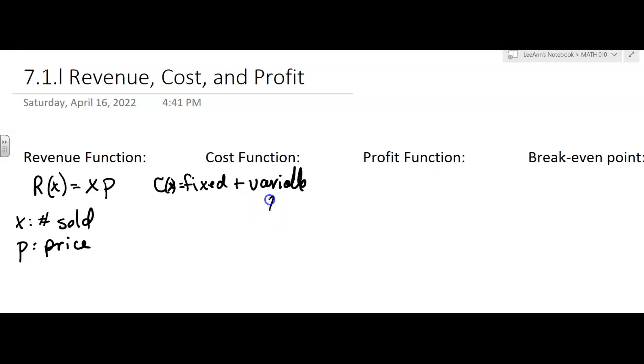But then the variable costs come in. Well, if you're going to make 1,000 shoes, you're going to have to spend so much money on the materials to make 1,000 shoes and the labor to make 1,000 shoes and things like that. So it depends on how many you're making. So that's what they mean by fixed and variable.